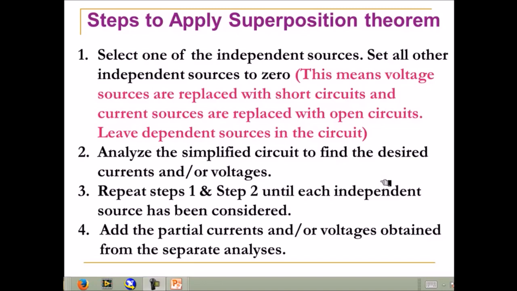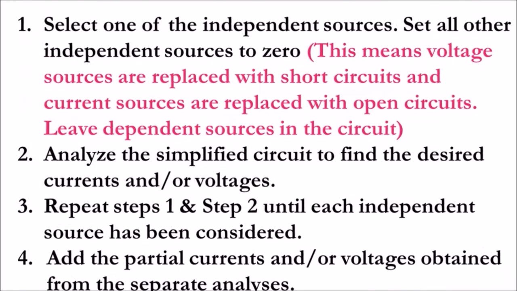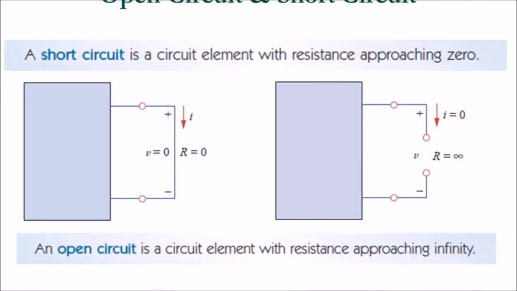This is equivalent to setting the value supplied by the source equal to 0. If it is a voltage source, set V equal to 0. If it is a current source, set I equal to 0. But before that, you should understand what the electrical equivalent of V equal to 0 and I equal to 0 is. Let's remember our previous lecture slide on open circuit and short circuit.